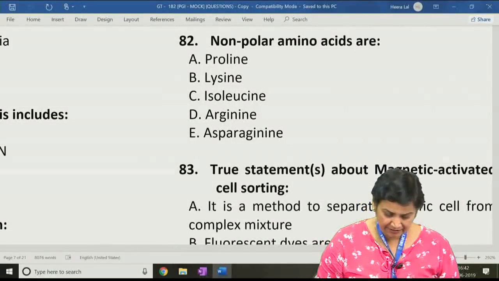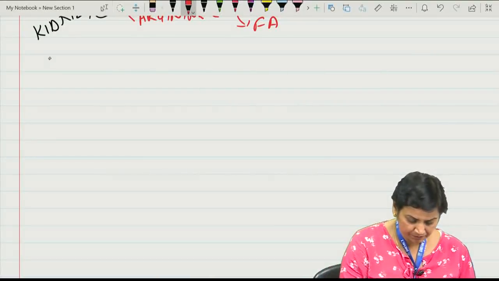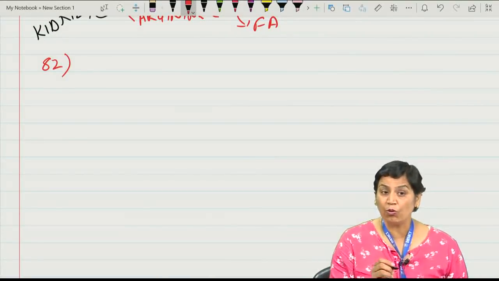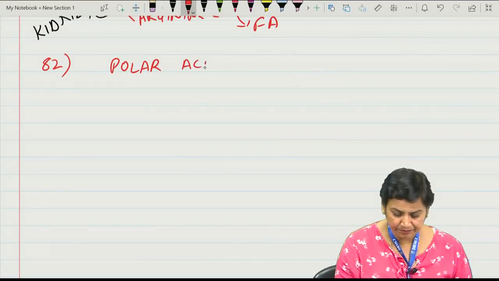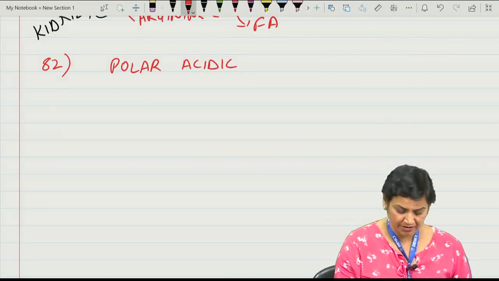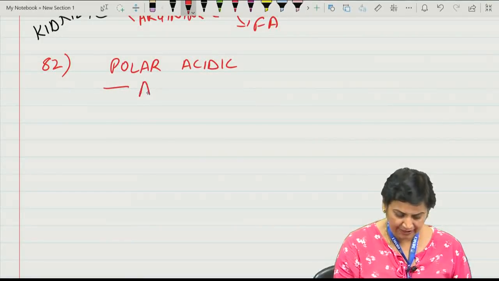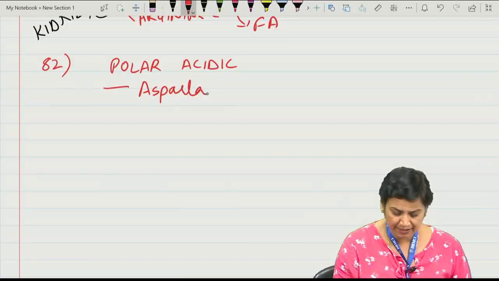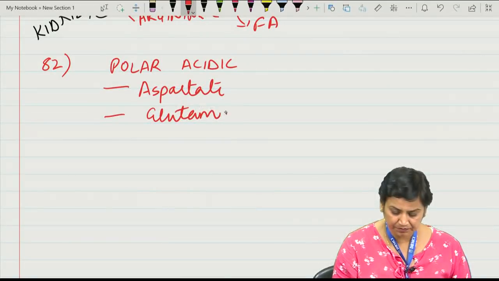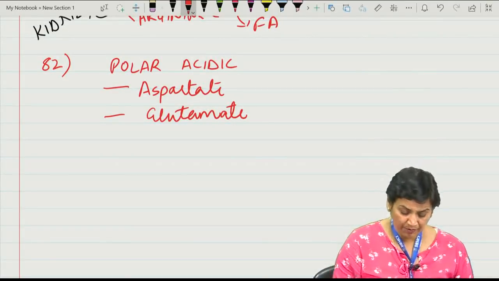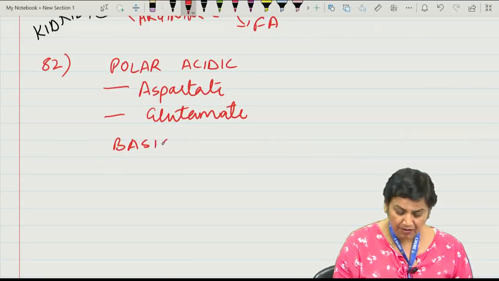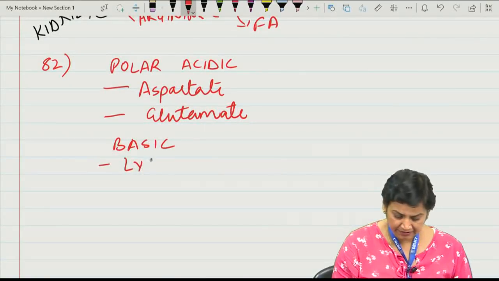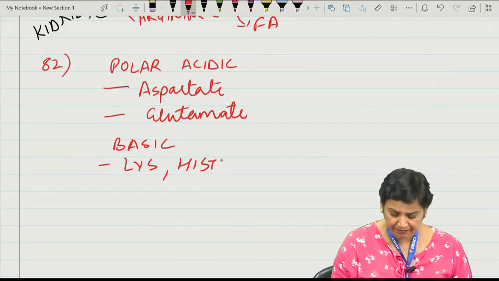Now what happens here is, if we talk about polar acidic amino acids, what are they? Aspartate and glutamate. If we talk about polar basic, they are lysine and histidine.